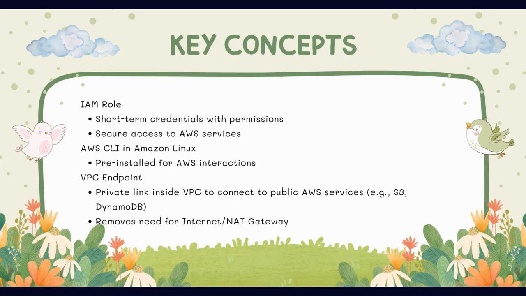Before we go into the architecture, let's look at the key concepts. IAM role: it provides a short-term credential with permission to securely access AWS services. AWS CLI in Amazon Linux is pre-installed and allows us to interact with AWS services from the terminal. And the last, VPC-endpoint. It creates a private link inside the VPC to connect to AWS services like S3 or DynamoDB. This removes the need for an internet gateway or NAT gateway.